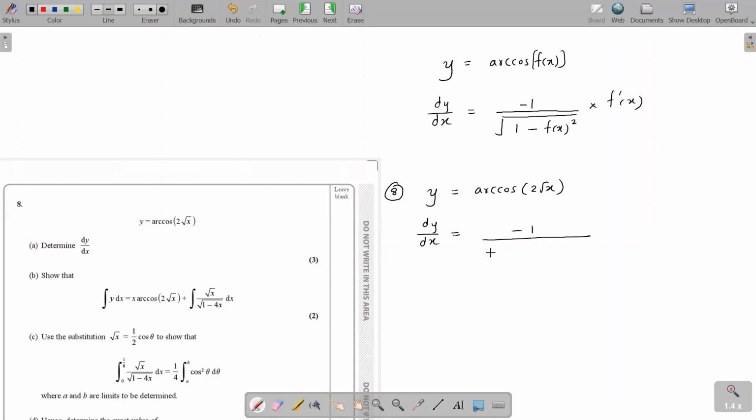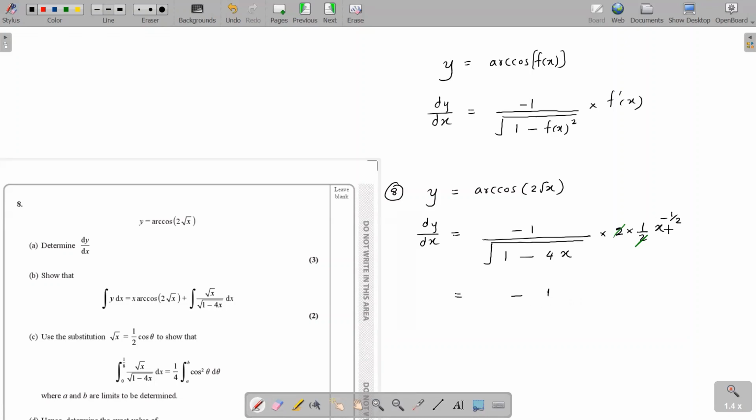minus 1 over the square root of 1 minus, okay, so what's the f(x) here? The function of x is 2 root x. So what happens when you square it? 2 root x squared is 4x, right? So into, you now have to differentiate the 2 root x. 2 root x differentiation is 2 times root x, meaning x to the power half. Differentiation of x to the power half is half x to the power minus half. Are you with me? So the 2 and half cancel out. I end up getting dy by dx equals minus x to the power minus half, right?